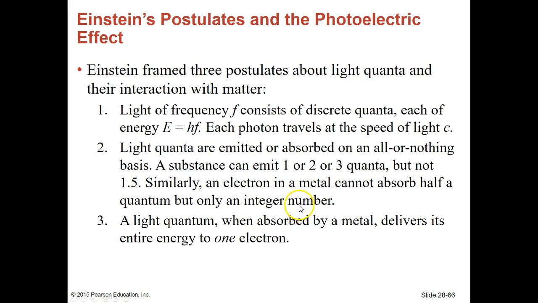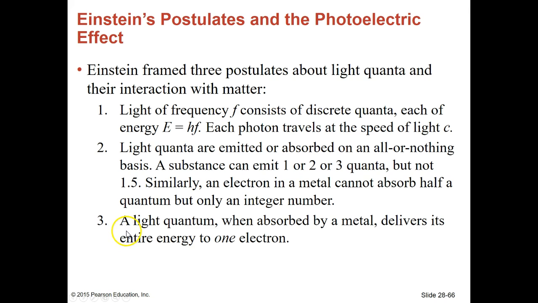Einstein did have some postulates for the photoelectric effect. He said that light of frequency f consists of discrete quanta, or just a packet of energy, and that's E equal to hf. And each one of those photons does travel at the speed of light, and remember that is c. Light quanta are emitted or absorbed on an all or nothing basis, so it can either emit 1 or 2 or 3, but not 1.5. So it can only do whole number integers. Similarly, an electron in a metal can absorb only 1, 2, 3, and other whole number integers.